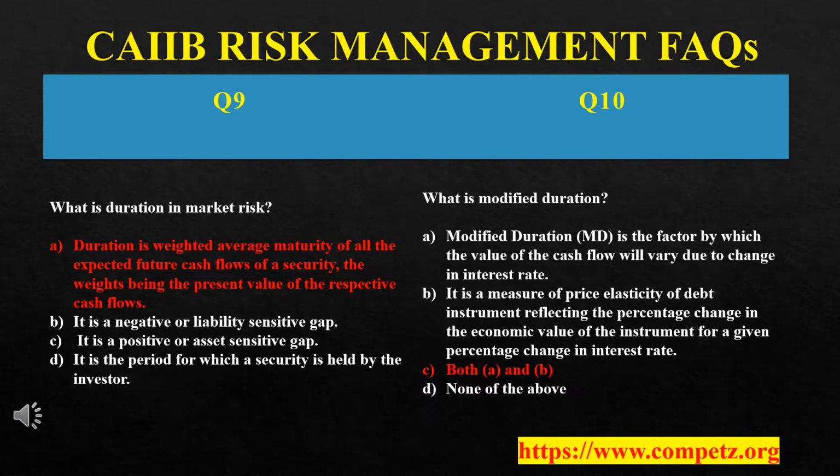Duration is a weighted average maturity of all the expected future cash flows of a security, the weights being the present value of the respective cash flows. The second option is a negative or liability sensitive gap. The third option is a positive or asset sensitive gap. The fourth is the period for which a security is held by the investor. So what is the answer here? The answer for duration in market risk is option A.